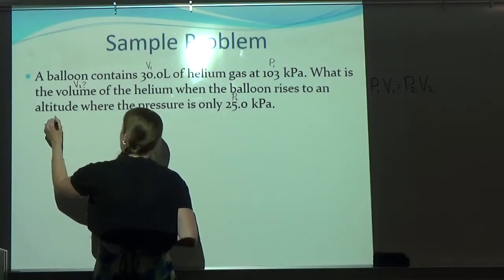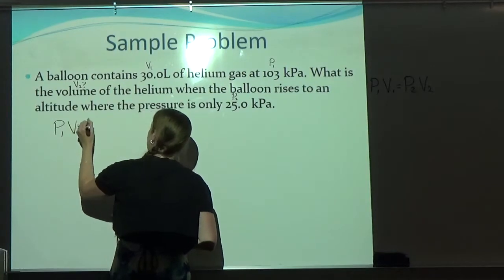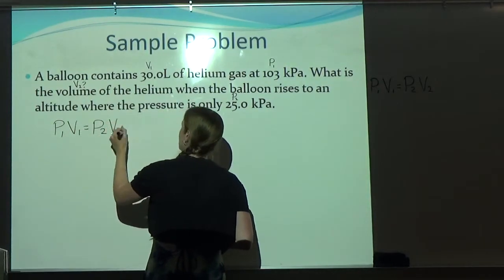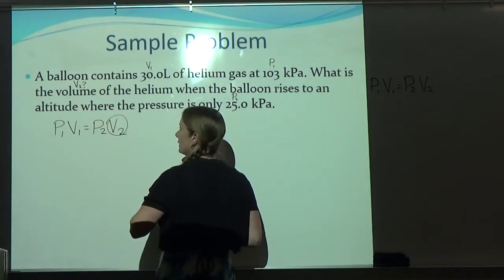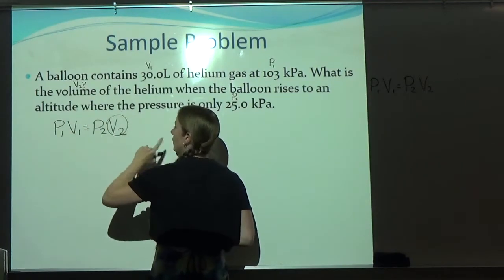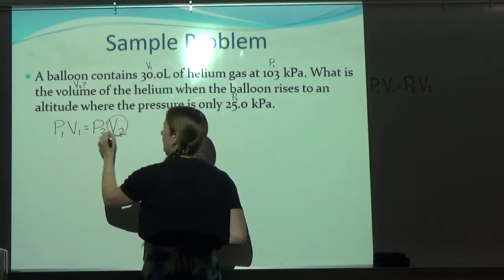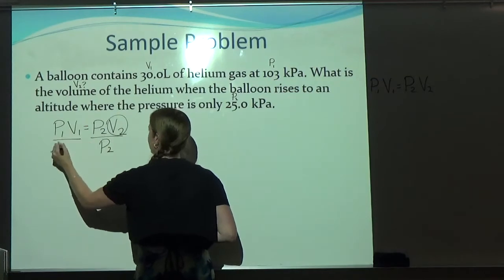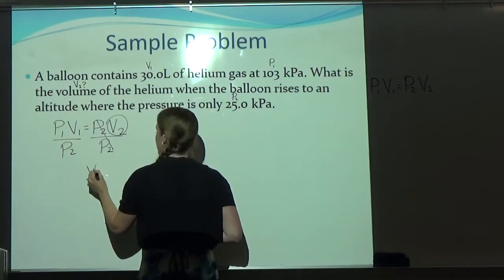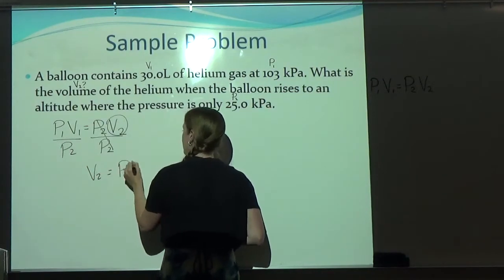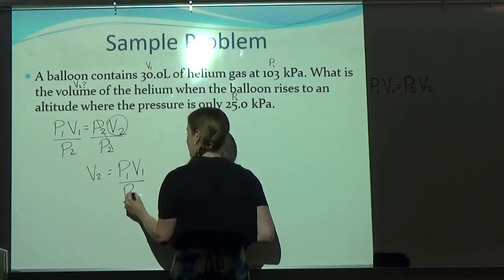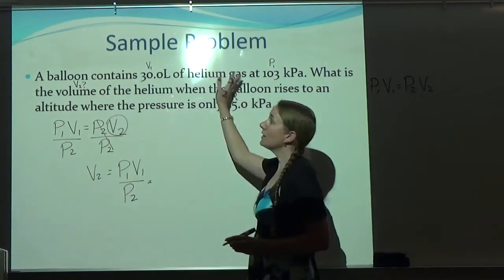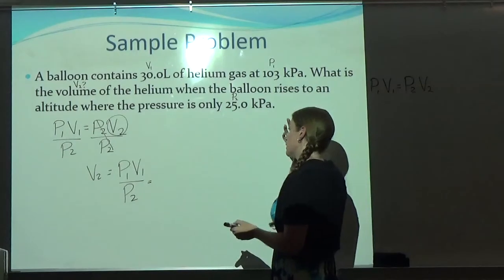I know that P1 V1 equals P2 V2. I am solving for V2. It asks me what is the volume. To get P2 on the other side, I divide. So V2 is P1 times V1 over P2. Since I already labeled everything, I just plug it in and it's super easy.